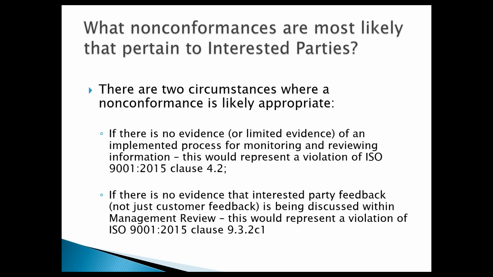Now, there are possible nonconformances in an ISO 9001 audit related to interested parties. First of all, if there is no evidence or limited evidence that you're monitoring or reviewing information from interested parties, you could potentially be cited under Section 4.2. And also, if there's no evidence that interested party feedback is being discussed within management review, that falls under 9.3.2c1.